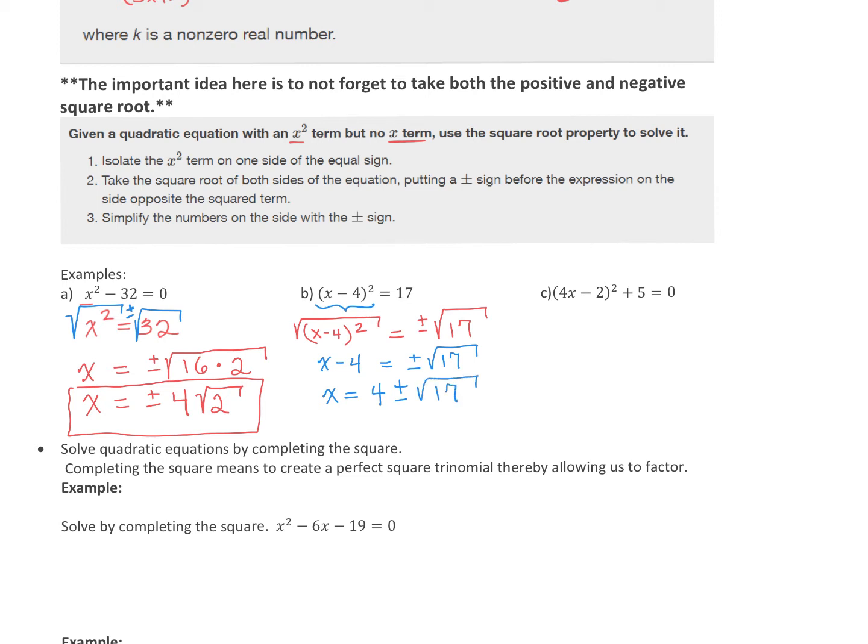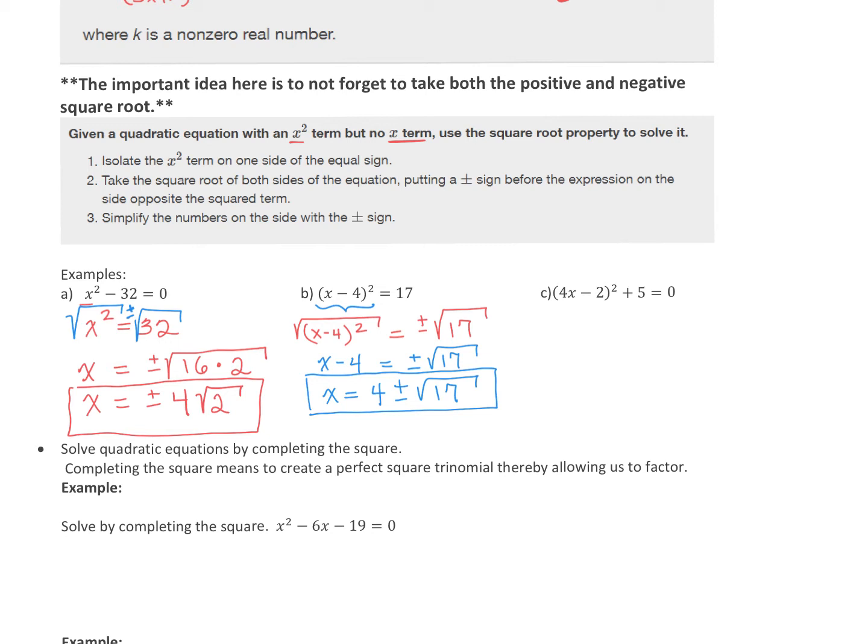And in this case, root 17 cannot be simplified. But again, we do have 2 answers. We really have 4 plus root 17 and 4 minus root 17. So make sure that you're using that plus or minus so you get all of your solutions.